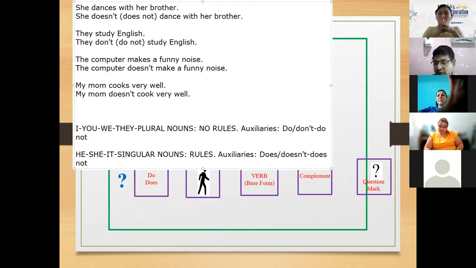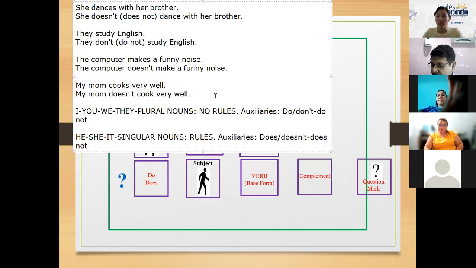Right? Now, let's take a look at the information down below. Okay? Allí está hablando de las preguntas. La fórmula que ustedes ven ahí es la fórmula de las preguntas que son yes or no questions.